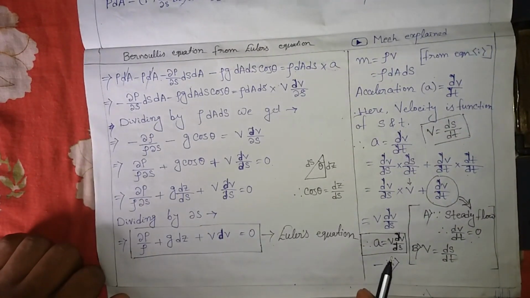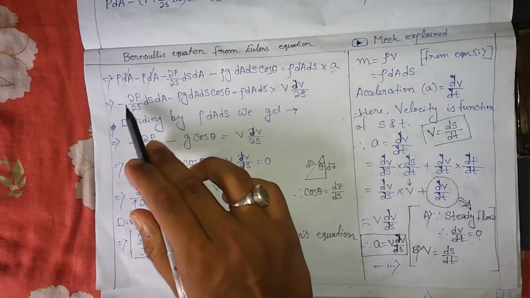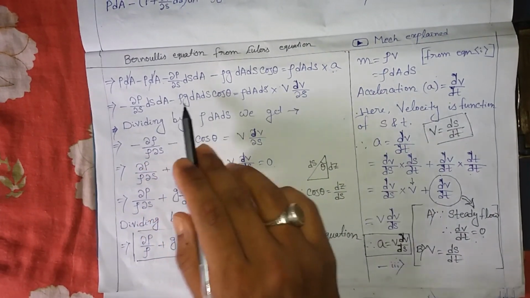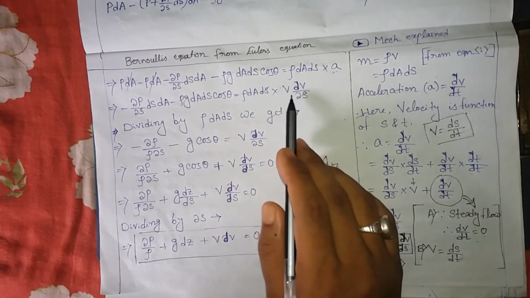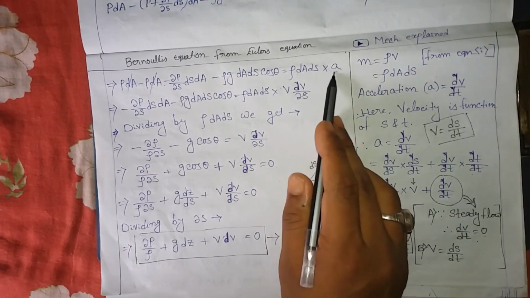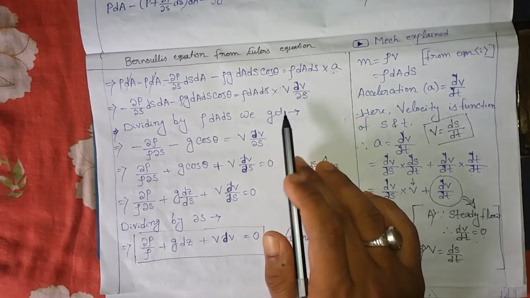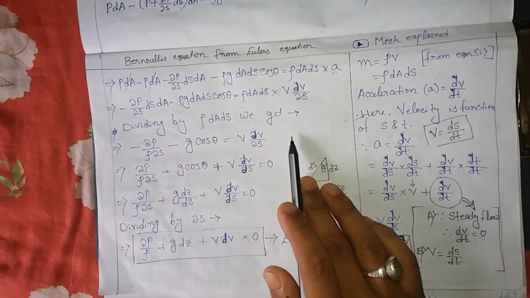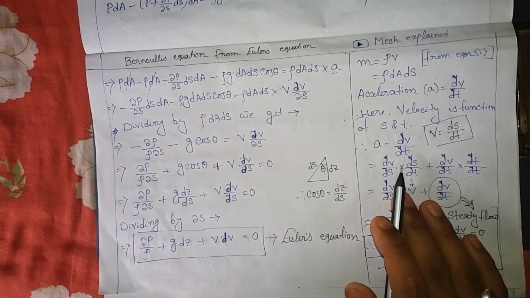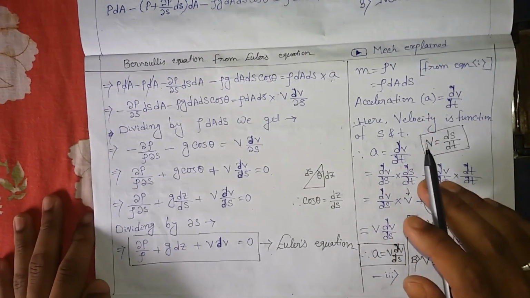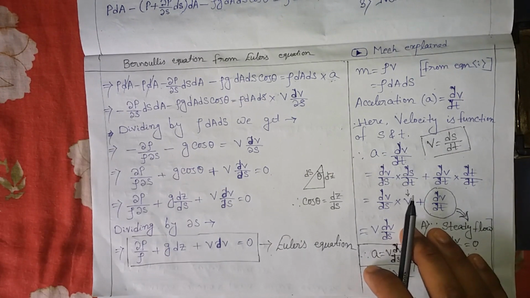Now put this value of acceleration here. We can put this here: minus del p del s ds dA minus rho g dA ds cos theta equals rho dA ds into v dv by ds. We are just putting in the value of acceleration. This looks like a very big formula, but it is not that difficult. You just have to know the key elements that I have told, and proceed. You only have to practice once or twice, then it will be very easy.